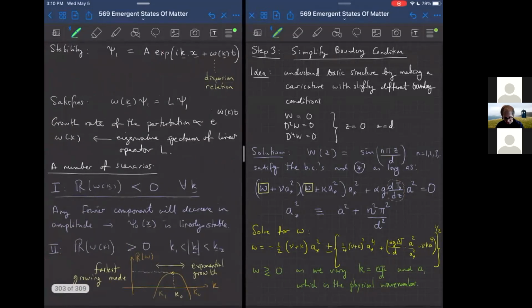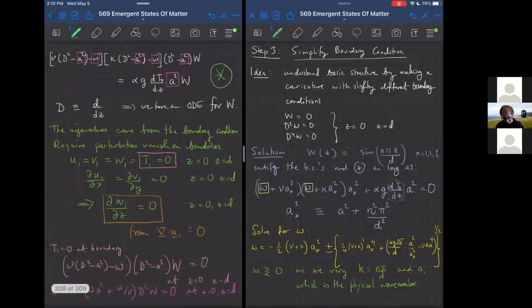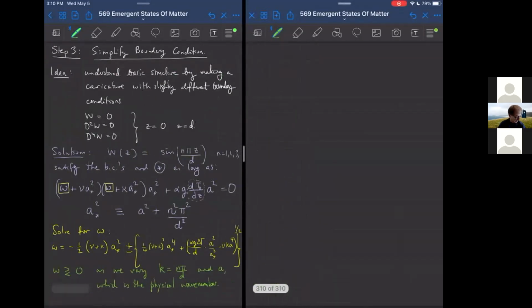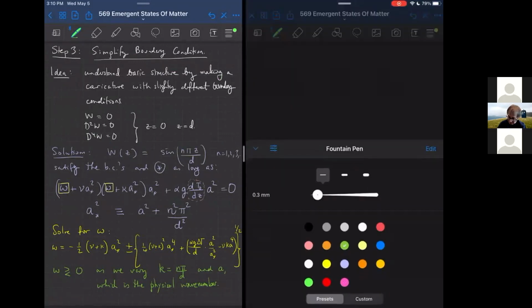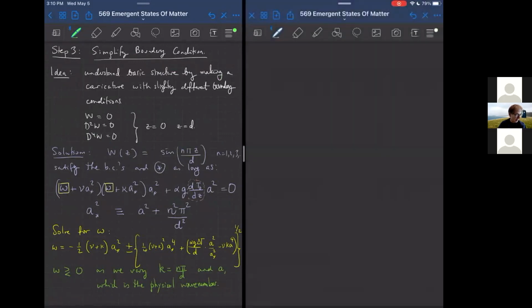Okay, so now let's see what that gives us. So let's ask what happens then if the wave number is going to be positive. So for instability, what we need is that omega is going to be positive, or the real part of omega is going to be positive. So that clearly means that we need to have the plus sign in that square root.